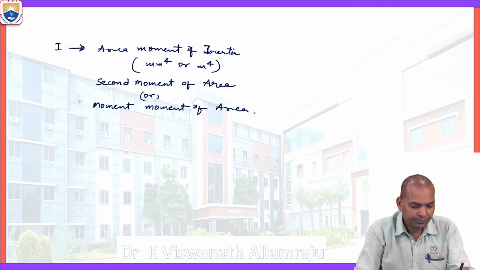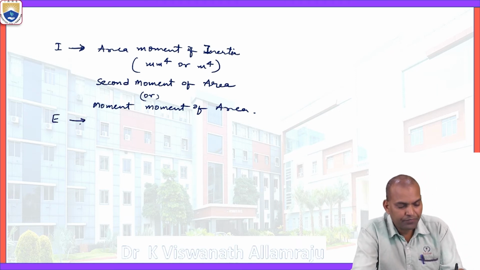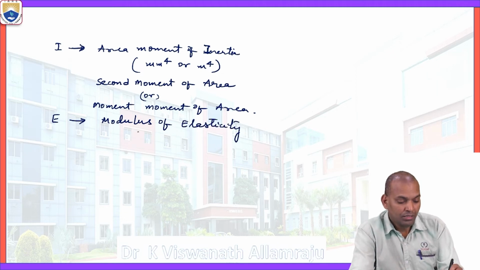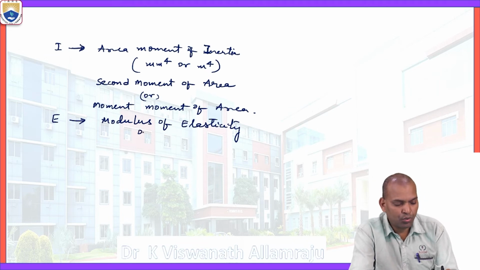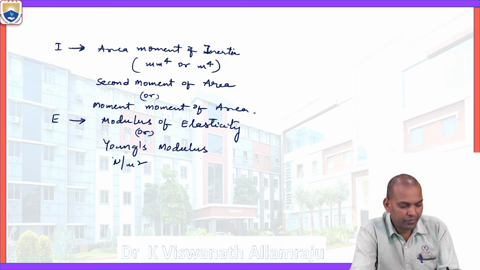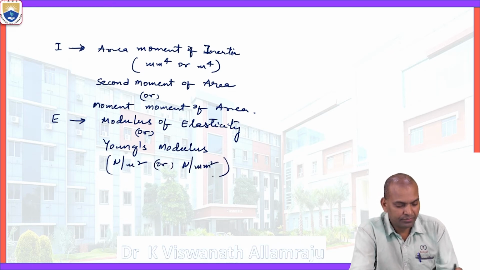Now here, another term. What is E? E is the modulus of elasticity. This modulus of elasticity is also known as Young's modulus. The unit for modulus of elasticity is Newton per square meter or Newton per mm square.